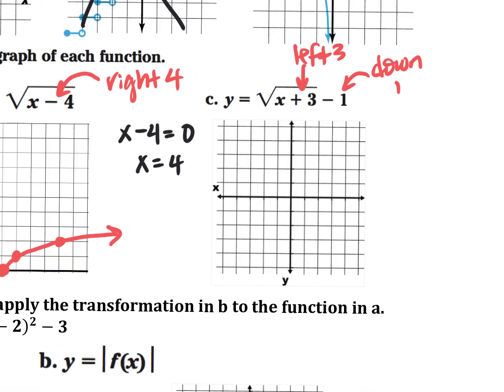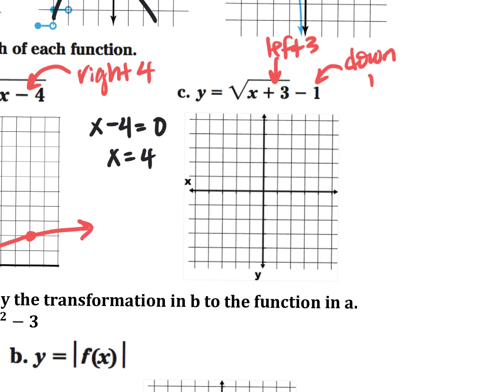So, again, we take that general shape, and we're going to go left 3. I typically start at the origin. I'm going to go left 3, and then I'm going to go down 1. This is my new origin. Boom. We okay with that? Okay. If that's my new origin, boom, boom.